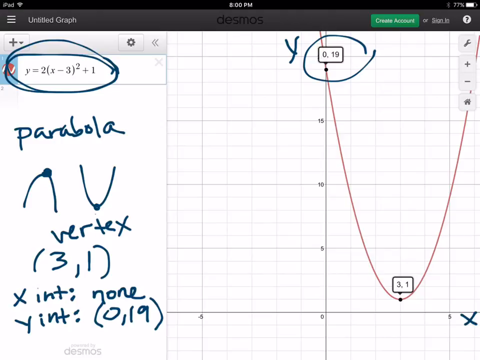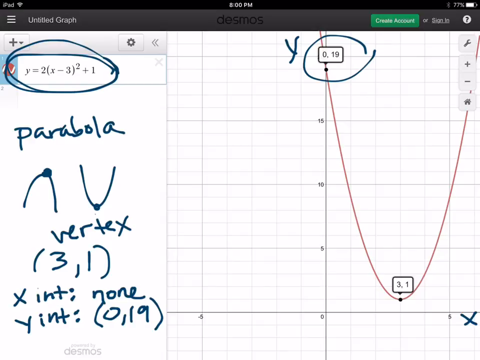And now I can see from this graph that (0, 19), right? That's not really evident from this equation. So I don't know that I can tell just by looking at it that the y-intercept was 19. Similarly, I don't think you can tell just from the equation that there is no x-intercept. It would take a little bit of deductive work to figure that out.